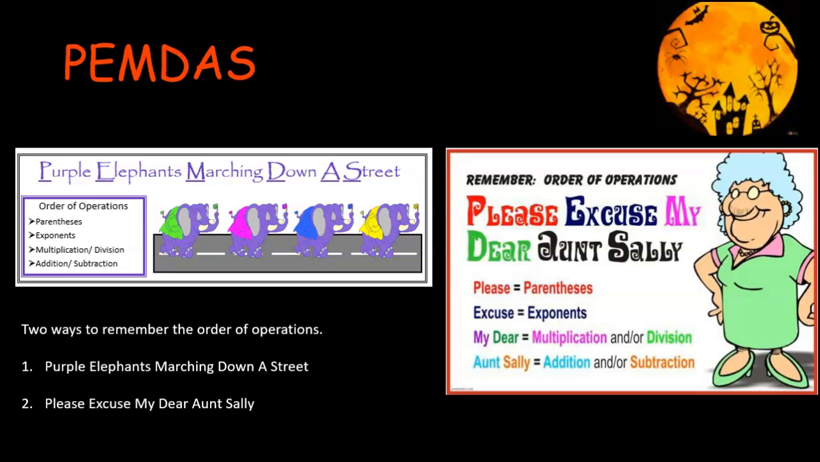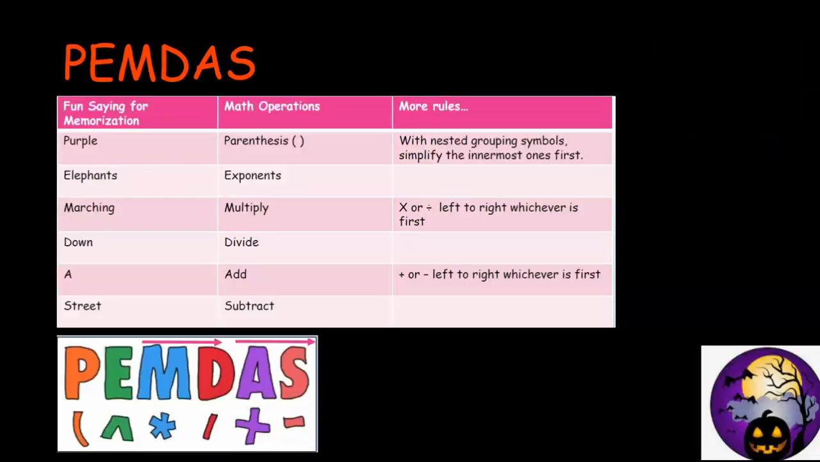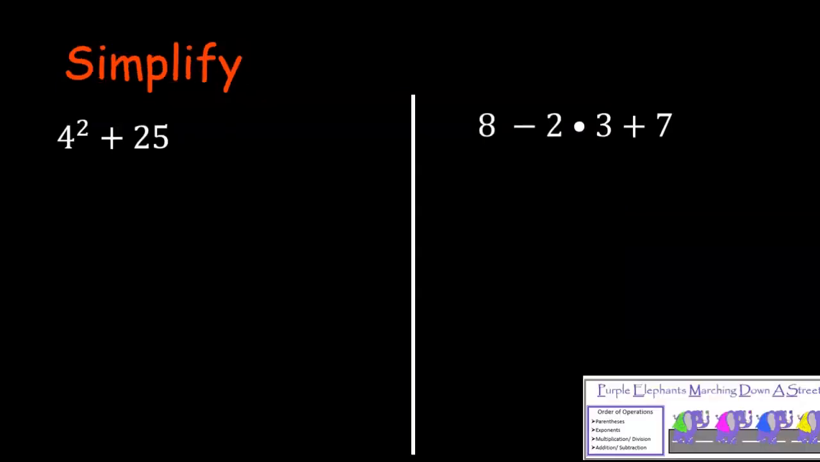So, this is something that I would like for you to take a screenshot of. This explains exactly what the P means, what E, M, D, A, and S means. Okay, this is something that we call PEMDAS for short. Whether you want to say purple elephants marching down the street or please excuse my dear Aunt Sally, it's totally up to you. So, let's practice.